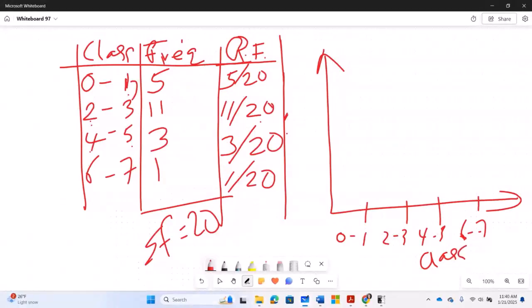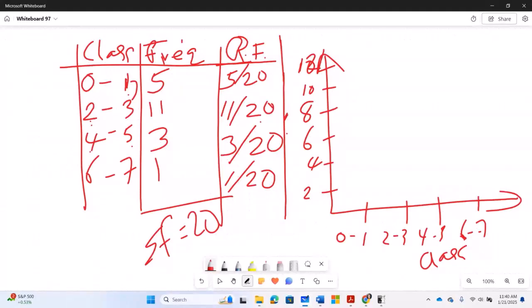All right. Because the highest frequency is 11, I can just subdivide 2, make it 2, 4, 6, 8, 10, 12. That way, my vertical axis, this is 12, will include the highest frequency. Now I'm about to graph the histogram of this data.